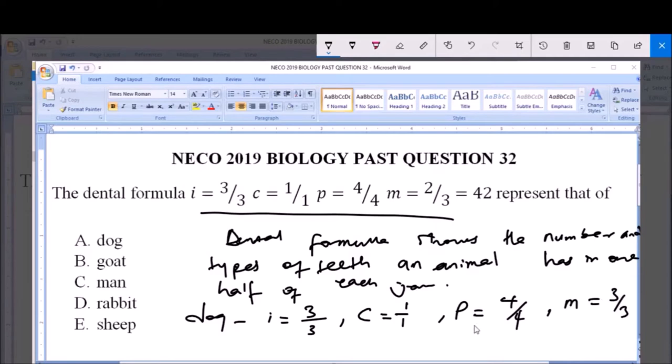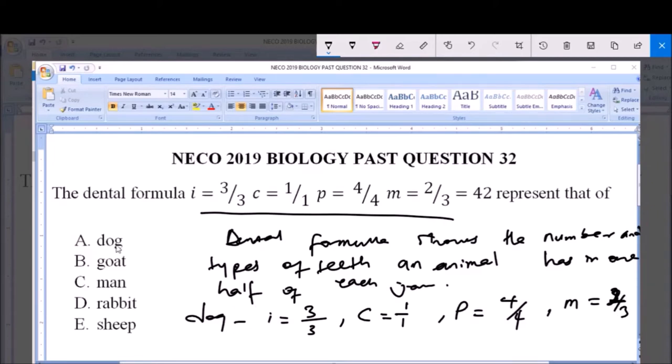Now, this is for what? For dog. So, the molar to be 2 over 3, sorry. 2 over 3, that's the molar, that is 2 molar in the upper jaw and 3 molar in the lower jaw. Remember, it is what? One half of each jaw. So altogether, when you carry out the sum or the arithmetic, it will give you 42.